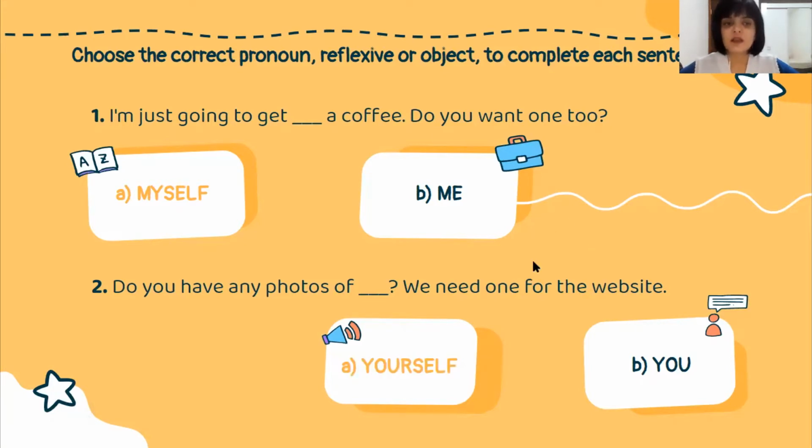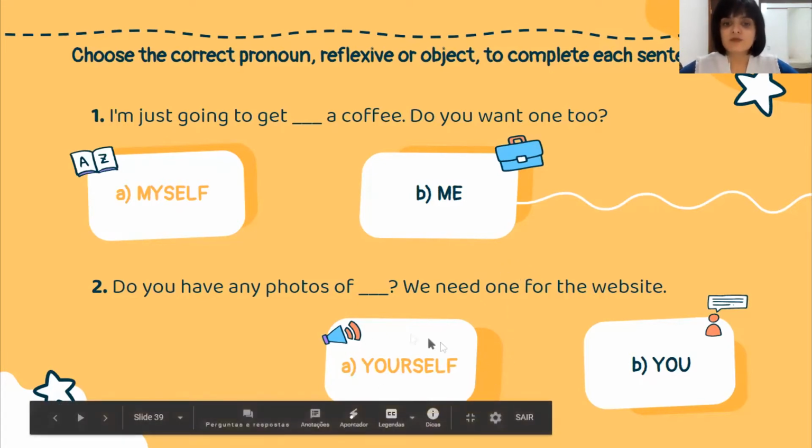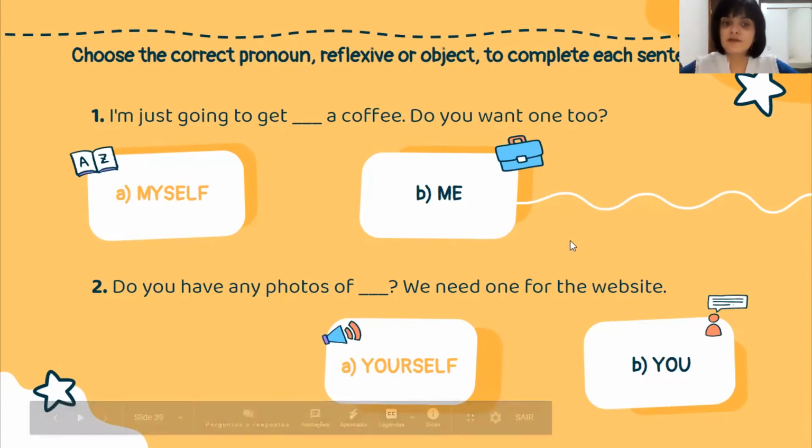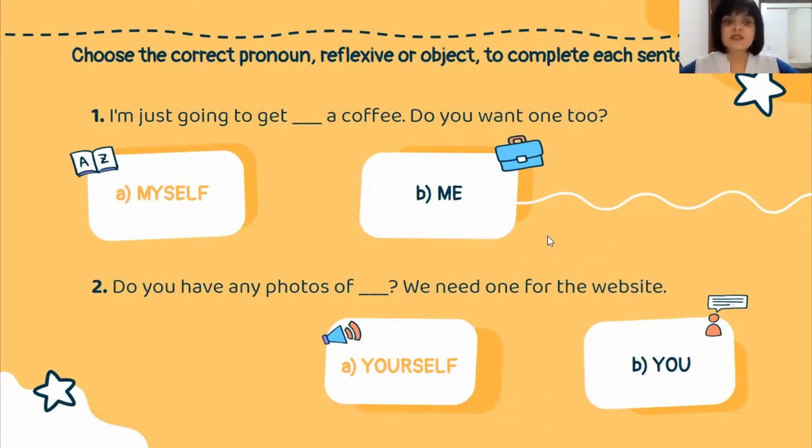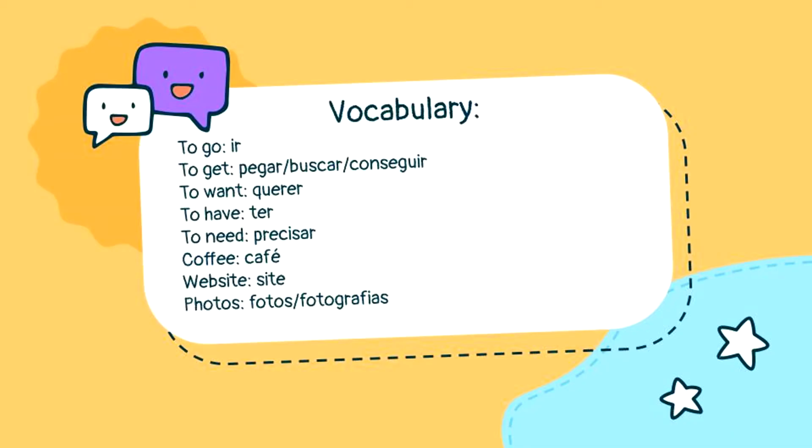Right, it's yourself. Because in this case, again, yourself is a reflexive pronoun that is related to the subject of the sentence. Então, o reflexive pronoun yourself está relacionado ao sujeito da frase, que é o you. Então, a frase fica assim: Do you have any photos of yourself? We need one for the website. Você tem alguma foto sua? Nós precisamos de uma para o site.